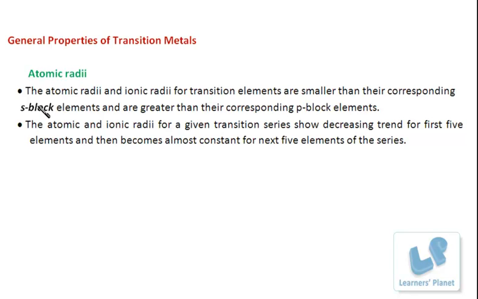First is the atomic radii. The atomic radii and the ionic radii for transition metals are smaller than their corresponding s block elements. Obviously, the radii decrease across the period, from left to right, and are greater than their corresponding p block elements. The atomic and ionic radii for a given transition series show a decreasing trend for the first 5 elements and then become almost constant for the next 5 elements of the series. Let's take up an example here.